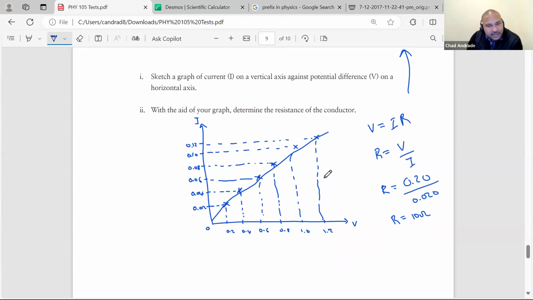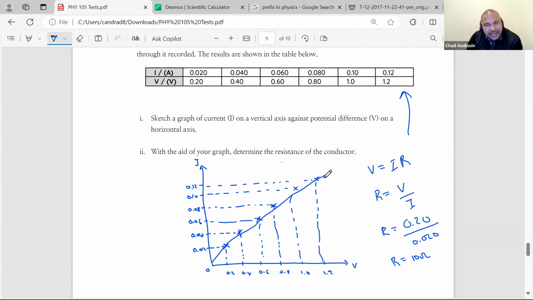Everybody cool with this one? This one is kind of new. But is everybody cool with this one? Give me a thumbs up. Right? And then the last one.